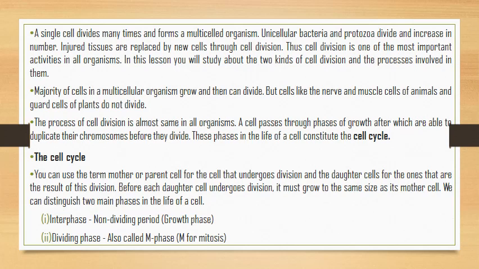Before each daughter cell undergoes division, it must grow to the same size as its mother. We can distinguish two main phases in the life of a cell. Interphase. Interphase means non-dividing period. This is also called the growth phase. Next is the dividing phase. This is also called M phase. M means mitosis.